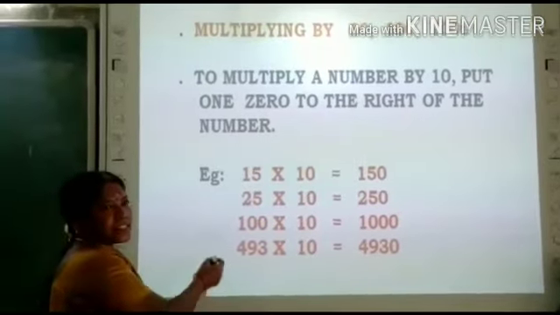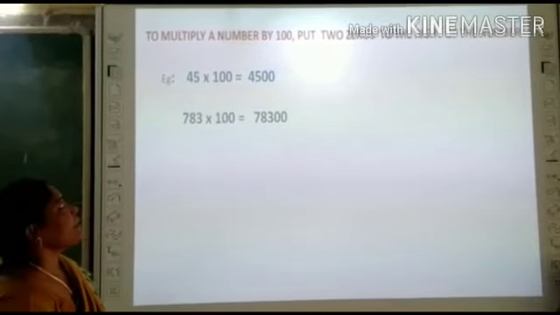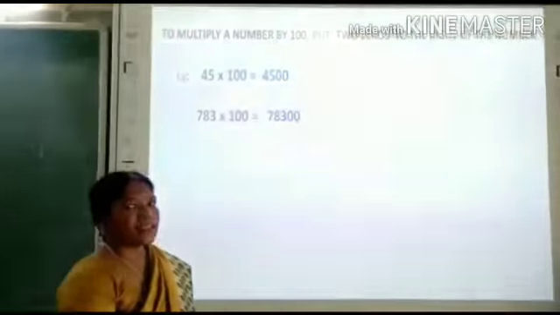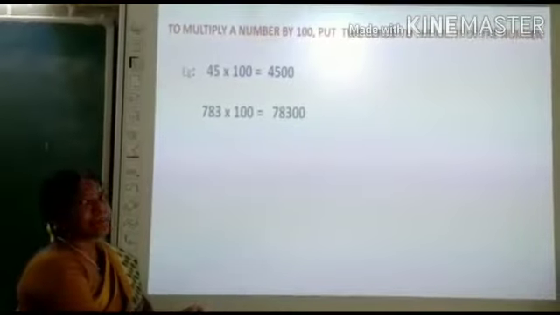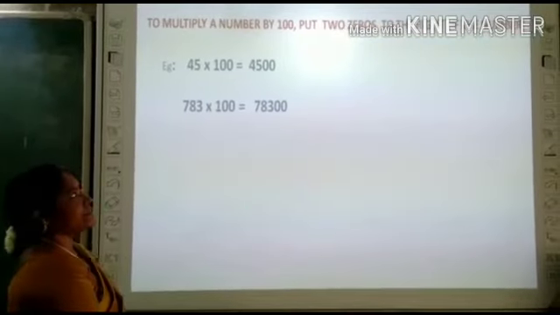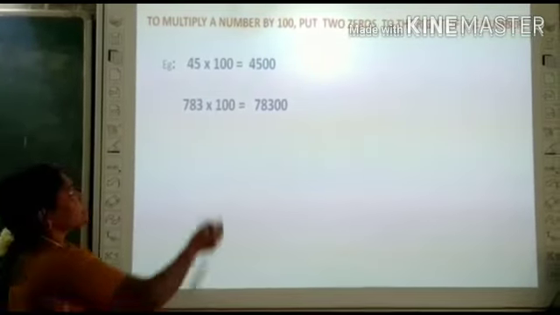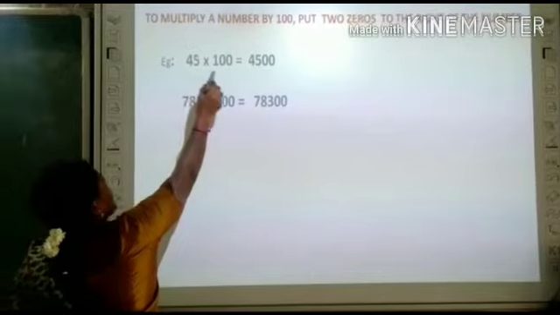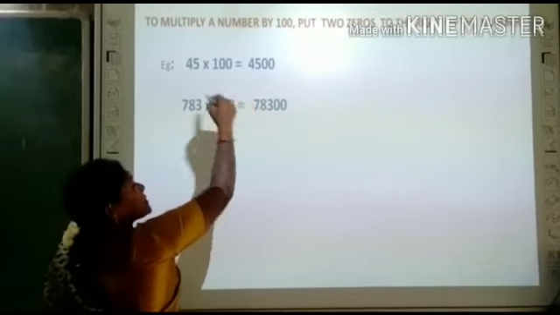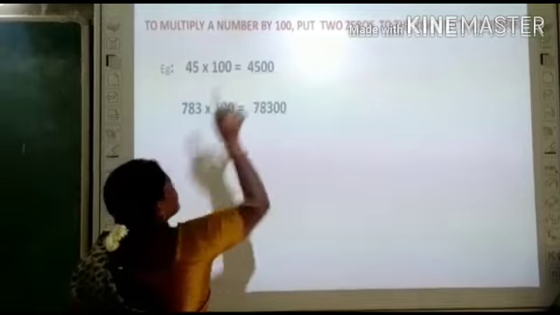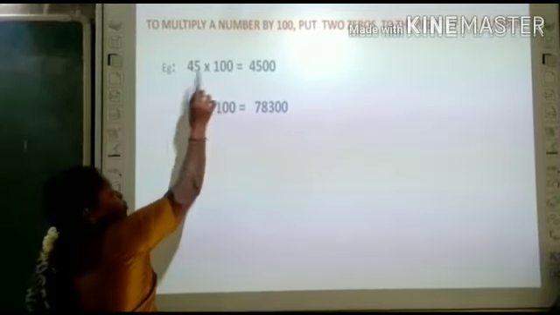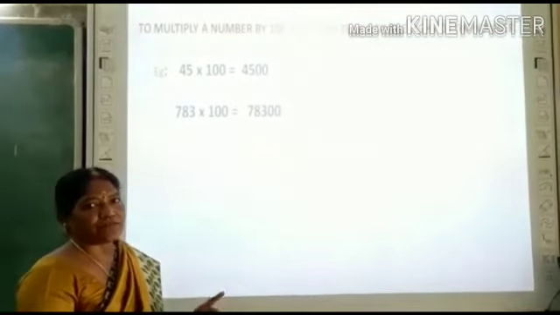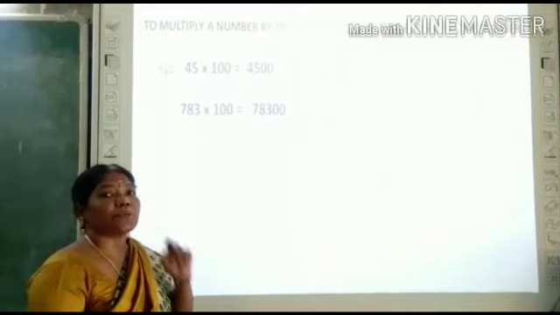Then next, to multiply a number by 100, put 2 zeros to the right of the number. See the example: 45 into 100. First we multiply by 1. 45 ones are 45. Then you add 2 zeros to the right of the given number. Any number multiplied by 1, the product remains itself. This is a property.